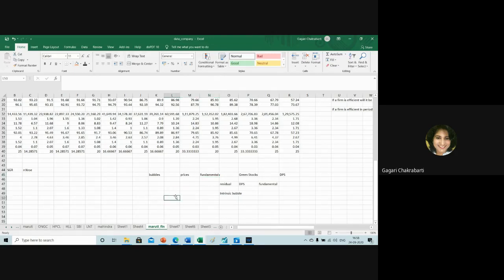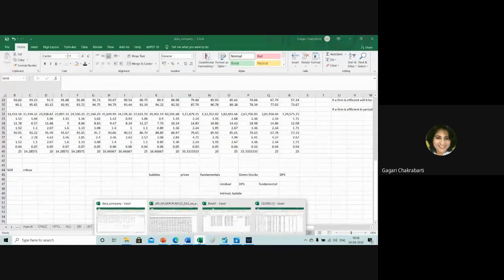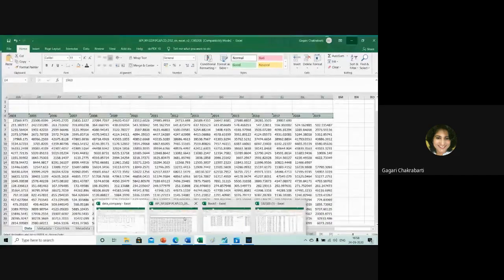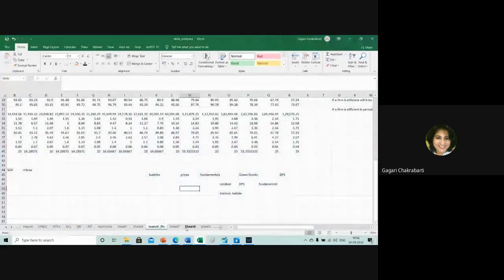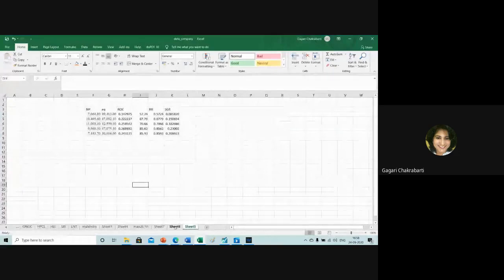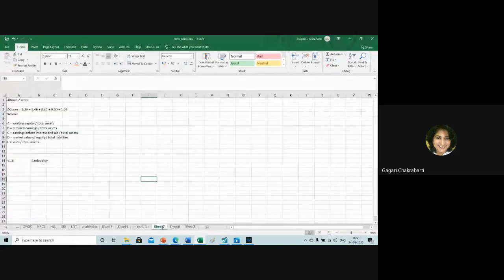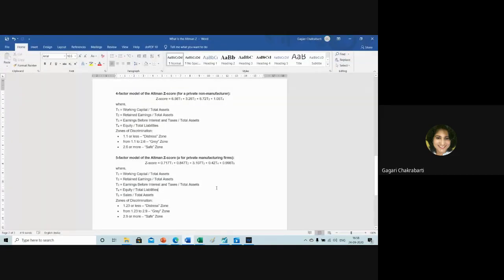Okay, let's move on. I'll show you the... Is this visible? Is this Word file visible?